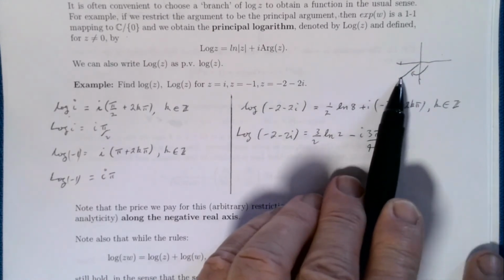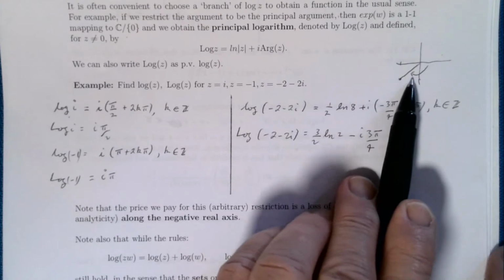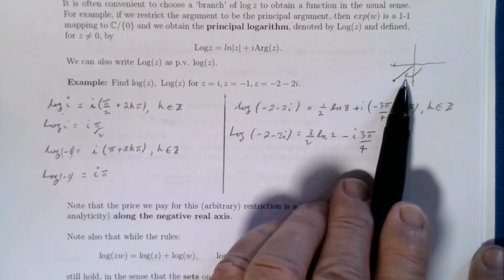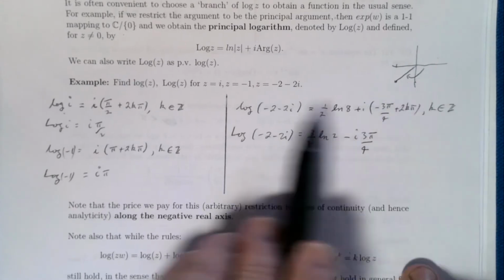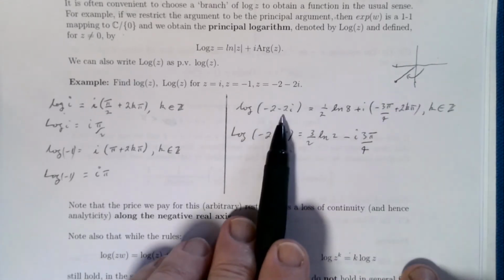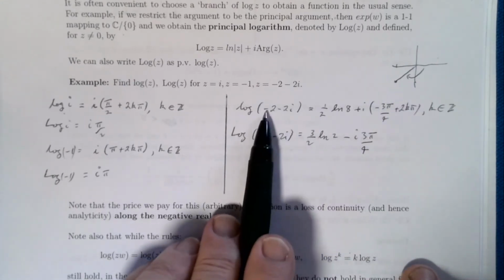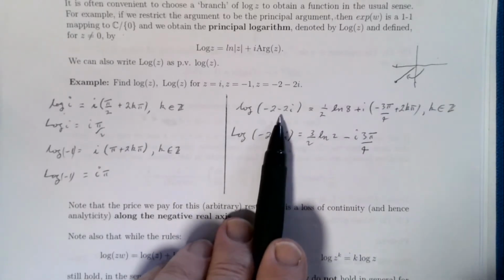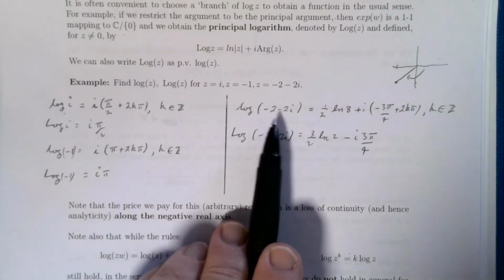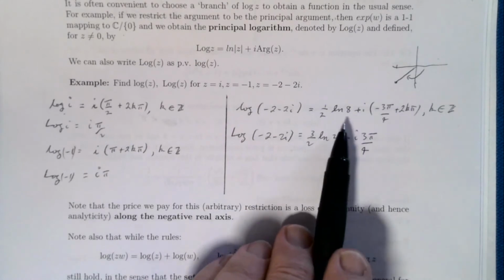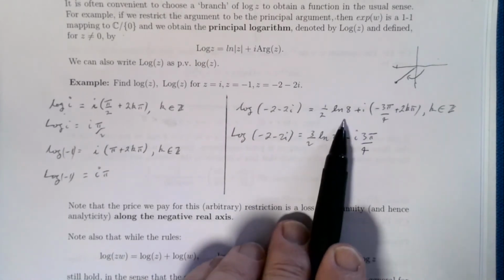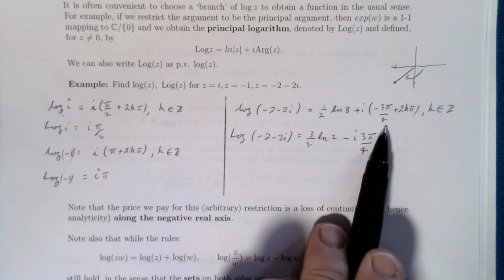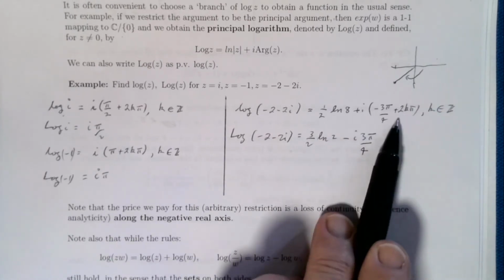And you can see simple geometry shows you that the principal argument is minus 3 pi on 4. Now the modulus of minus 2 minus 2i is the square root of (minus 2) squared plus (minus 2) squared, which gives me the square root of 8. And the log of the square root of 8 I can write as a half log 8. Principal argument, as I mentioned, is minus 3 pi on 4, and then plus 2k pi, where k is an integer.